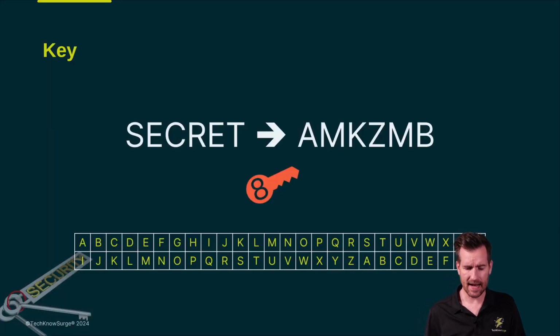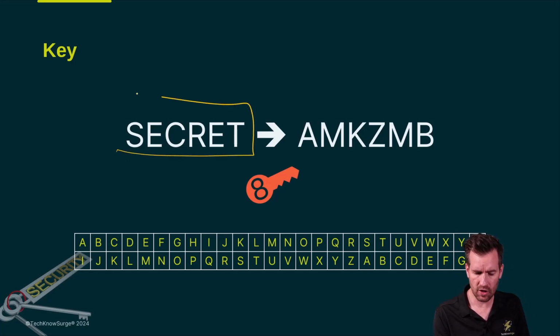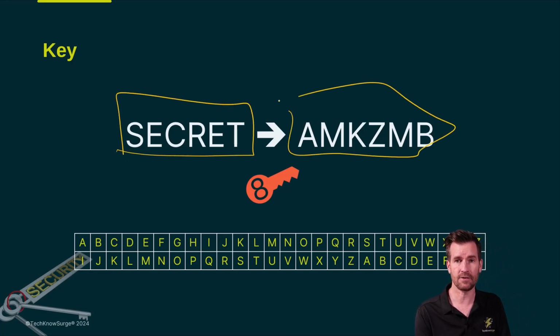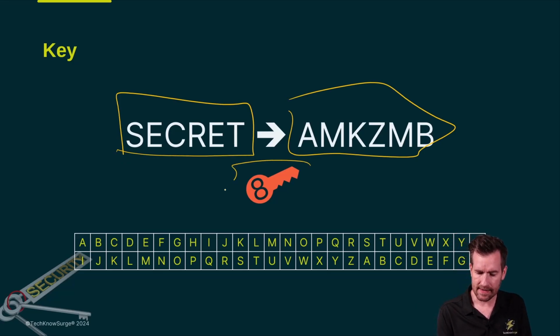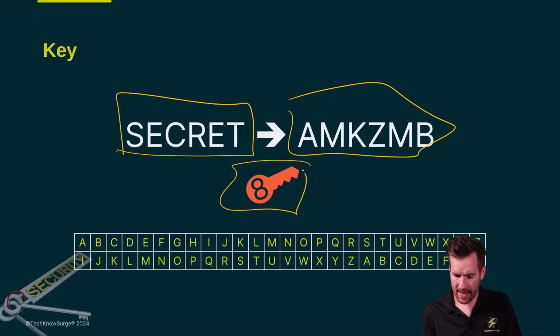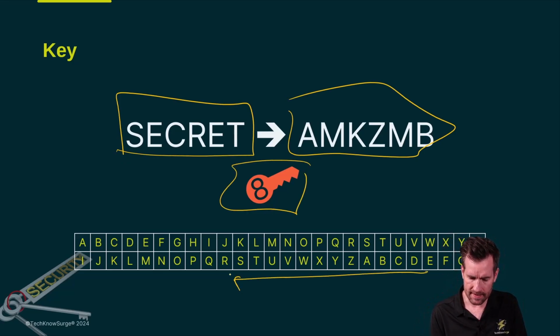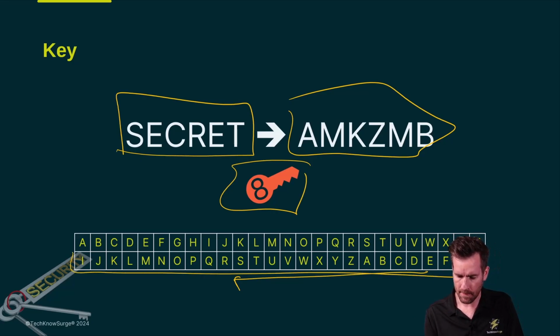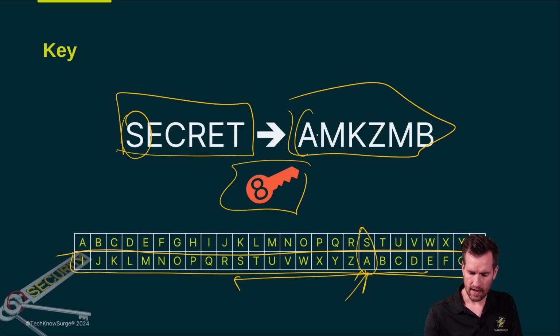In the next set of examples, we are just going to convert the word secret into a ciphertext. And we're going to use a key of 8. What that means is that we've just shifted over this alphabet in this bottom row by 8 places. So now this S is going to become an A. And so we have an A there.